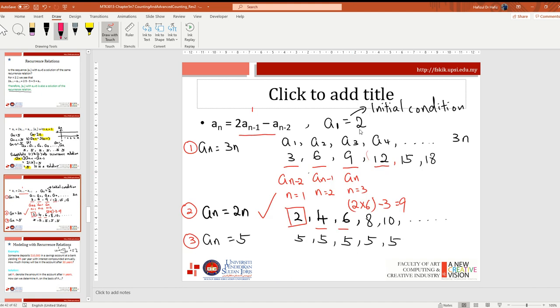Okay, this one initial condition. Initial condition for n, 3n. We have 3, 6, 9, 12, 15, 18, and so on. Okay, an is equivalent to 2n. It's 2, 4, 6, 8, 10, and so on. And an is equivalent to 5.